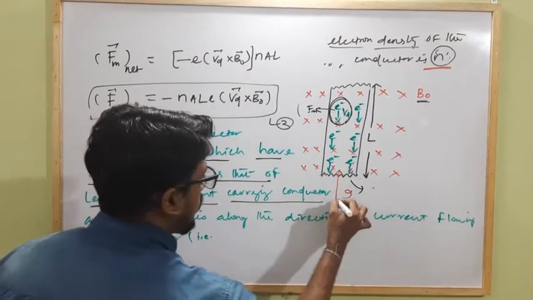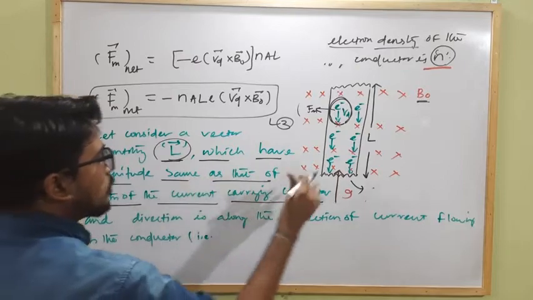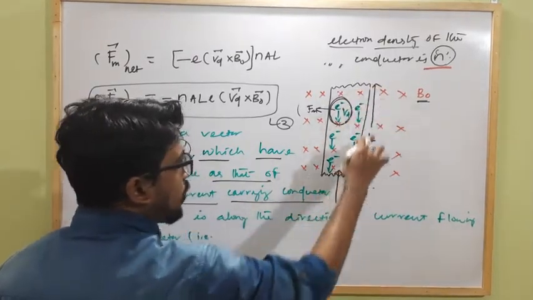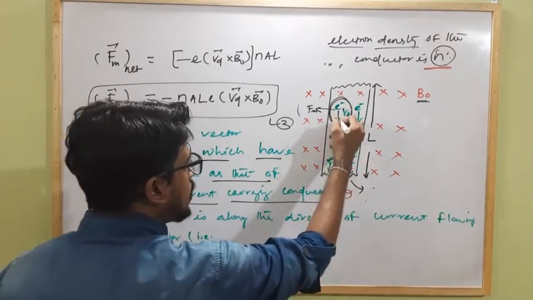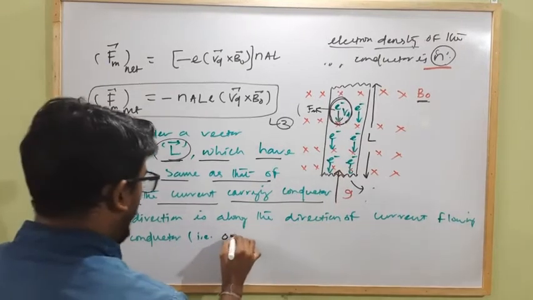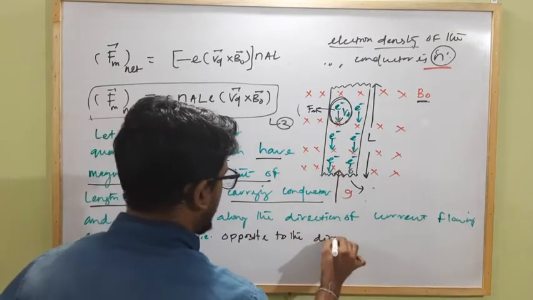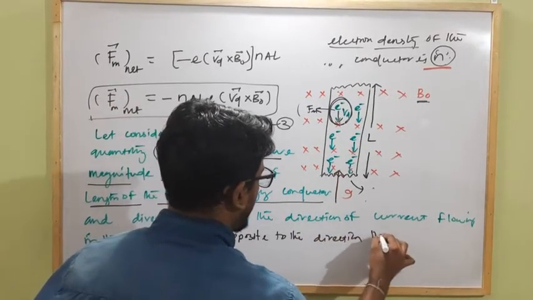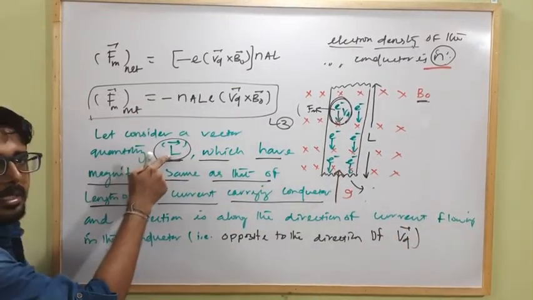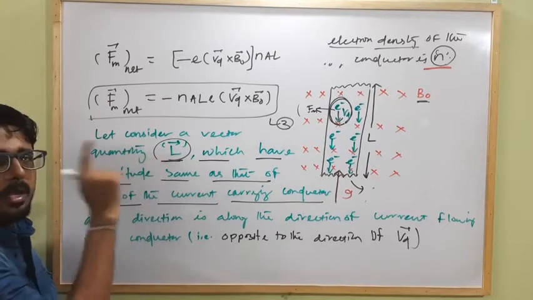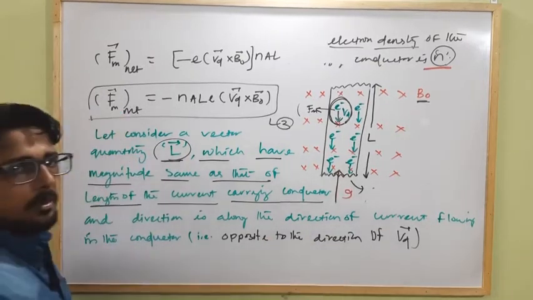That is, if the current is flowing along this direction, we are considering a vector quantity L which has magnitude equal to the length of the current carrying conductor, and its direction is along the direction of current. That means it is opposite to the direction of drift velocity. So L is such a vector quantity which has magnitude same as that of the length of the current carrying conductor, and direction opposite to that of drift velocity.